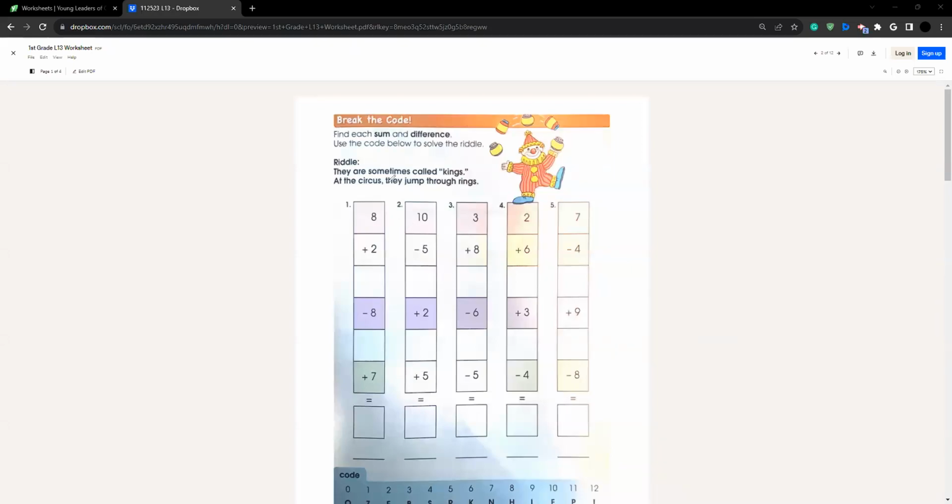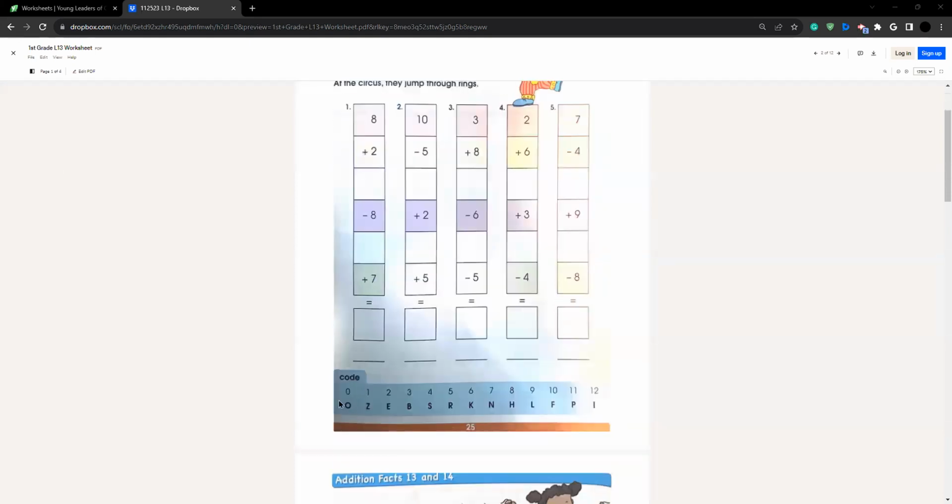Today in lesson 13, first grade, we're going to find each sum and difference. The riddle says, they are sometimes called kings, and at the circus they jump through rings. We need to find the letters to the code to answer the riddle below. Okay, so let's start with number 1.